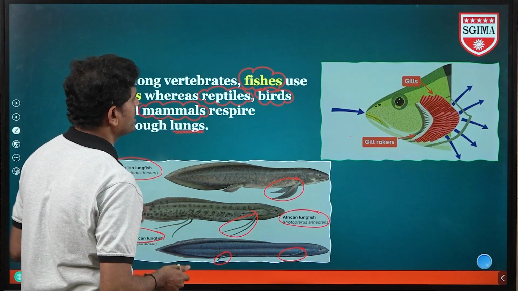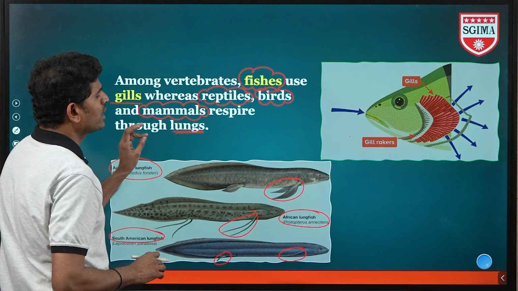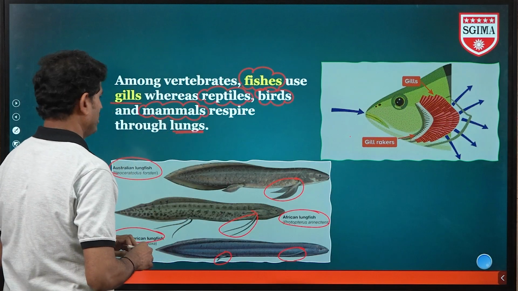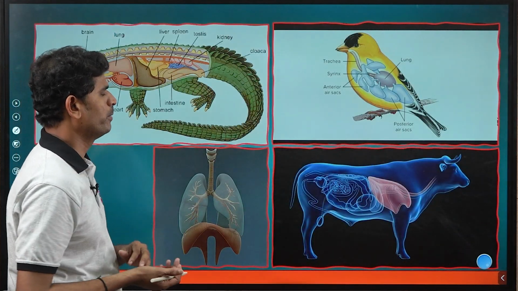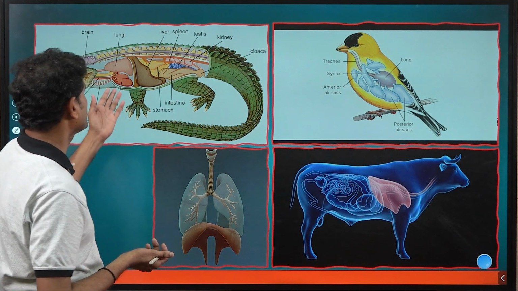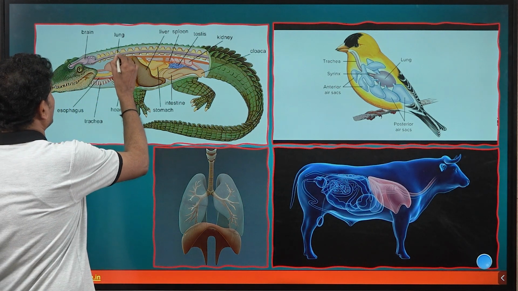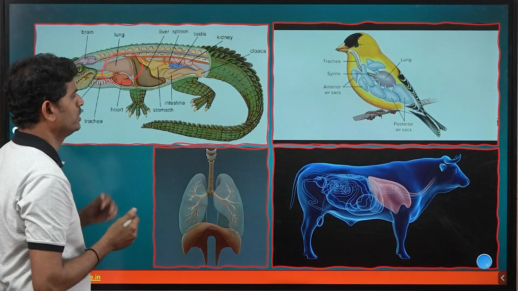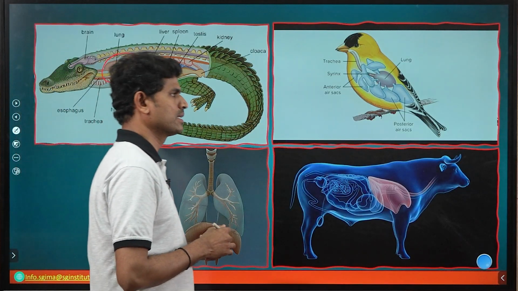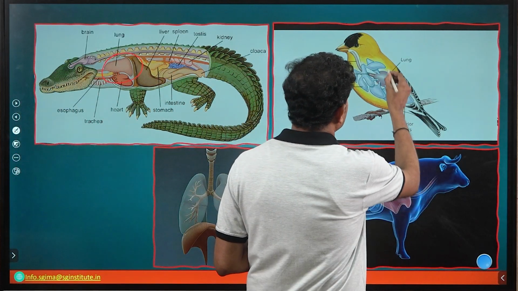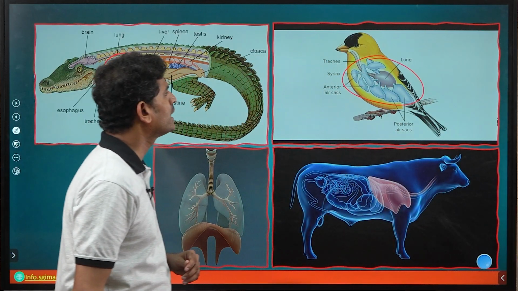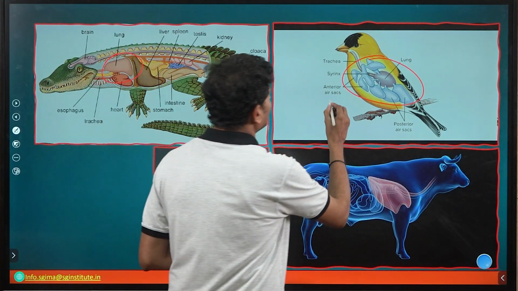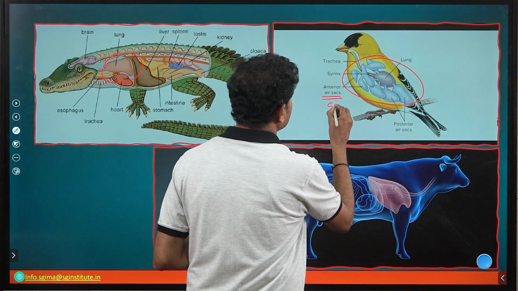Okay, so this is about gills and lungs in fishes and most of the vertebrates. Next slide. See, lungs in vertebrates. This is a crocodile. In crocodiles, this is the lungs. With the help of lungs they respire. And next one, this is a bird. In birds, the lungs are provided with 9 air sacs. 9 air sacs will be present.